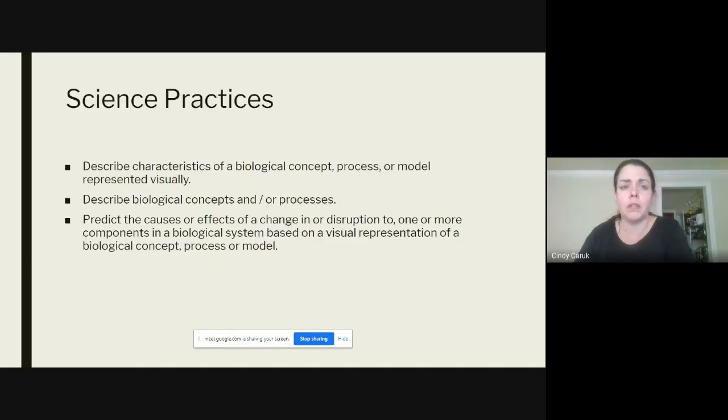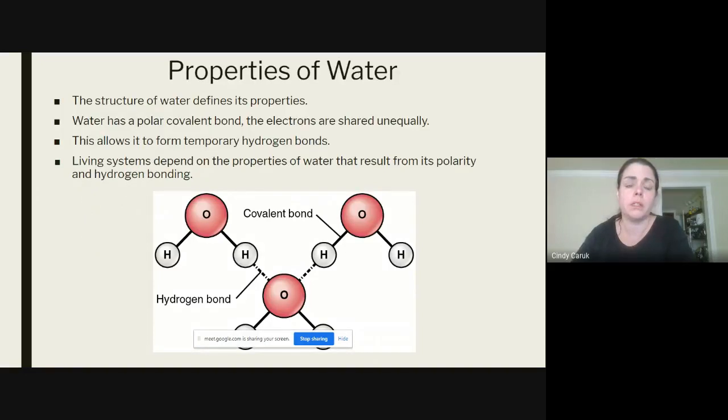All right. And then the science practices, the three main ones here is to describe the characteristics of biological concepts, processes, or models, represented visually. Okay. And then you can also see there's another one that predict cause or effect using visual representations. So you've done this using the POGLs that we have done over the last year. Okay, we've really worked on that skill.